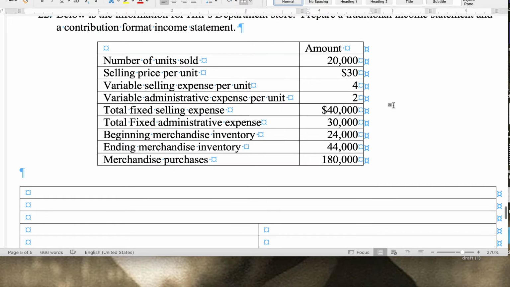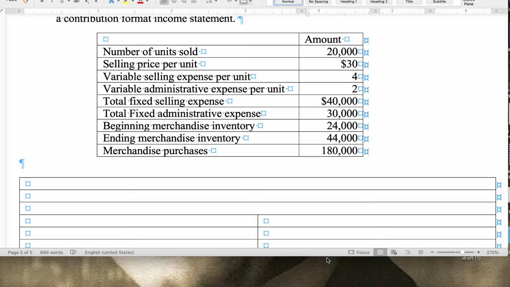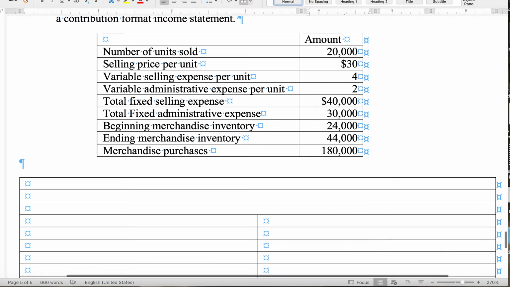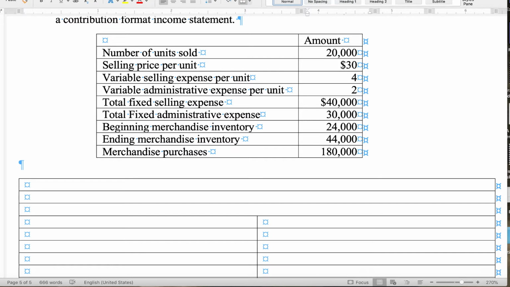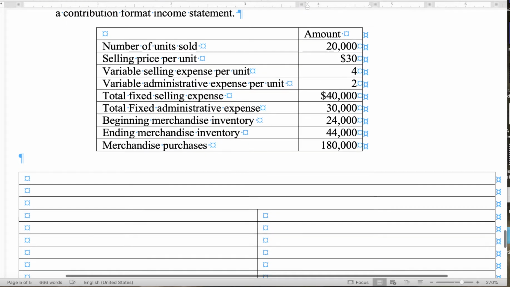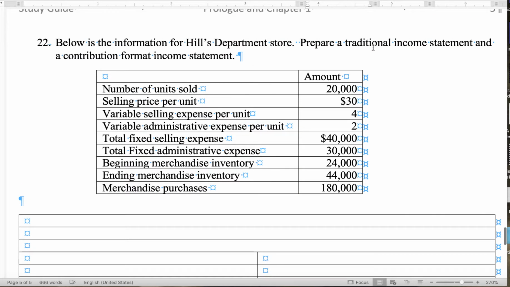Okay, so let's look at the last one, 22. And in order to do this, let's see if I can get this a little better for us. Okay, so what we have to do is two income statements: the traditional income statement and the contribution formatted income statement. You should have had very little difficulty doing the traditional income statement. The reason why is you had this in your prerequisite, right? Financial accounting principles. We'll go through it though. It'll be a good refresher.